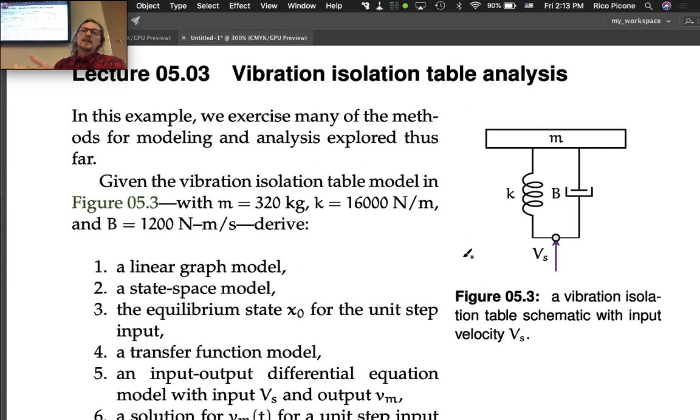So given this model, I drew the schematic. We already interpreted this thing as being a mass spring damper system. I didn't start with the table, but I already took us to this point.